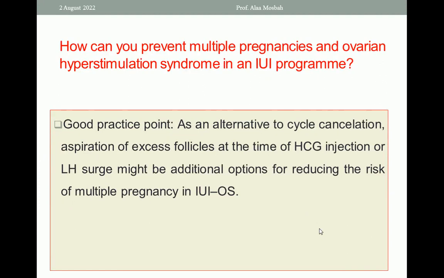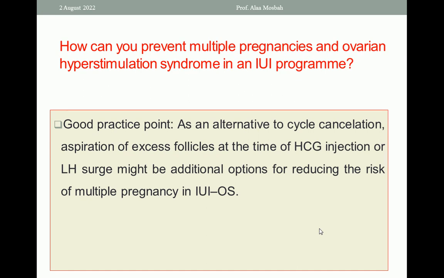Okay, good practice point. As an alternative to cycle cancellation, aspiration of excess follicles at the time of HCG injection or LH surge might be additional option for reducing the risk of multiple pregnancy in IUI with ovarian stimulation. This is a good practice point.